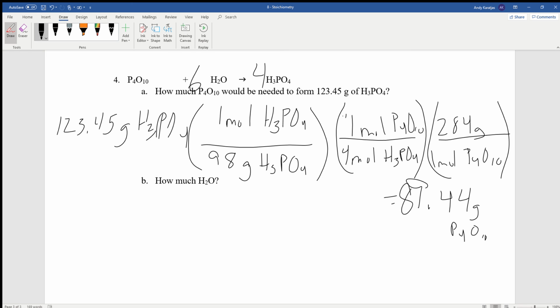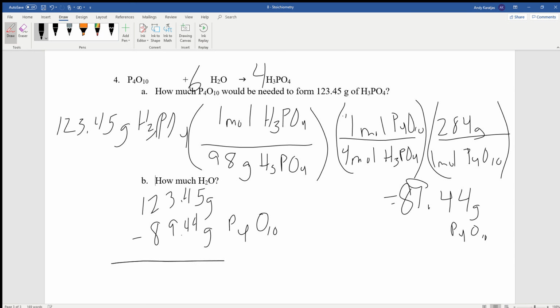Now, how do we find the amount of water? Well, we can do the same thing, just changing our second and third term, or we can do this one the easy way. 123.45 grams. We know that 89.44 of that comes from P4O10. Therefore, the rest of it has to be from the water. And so the remaining amount is 34.01 grams of water.